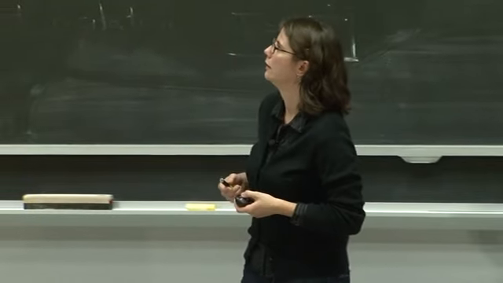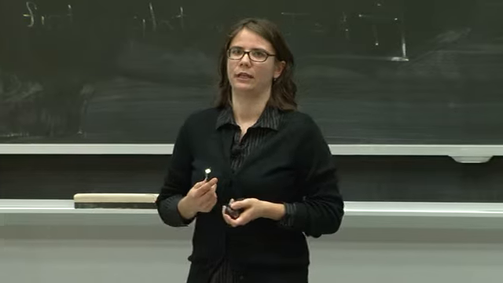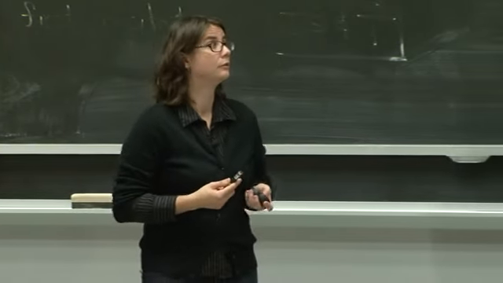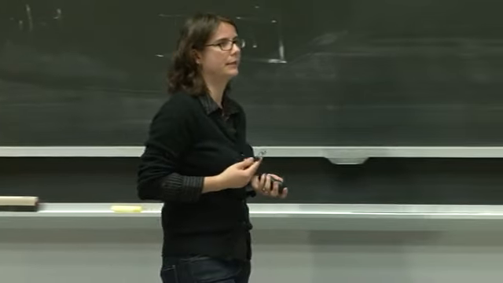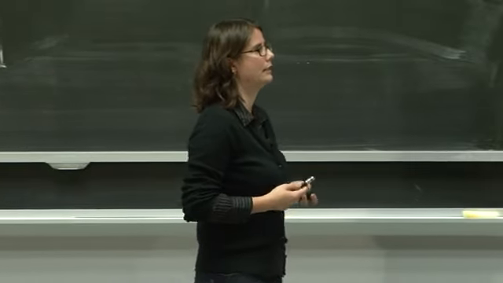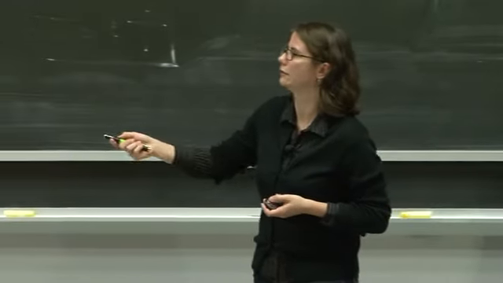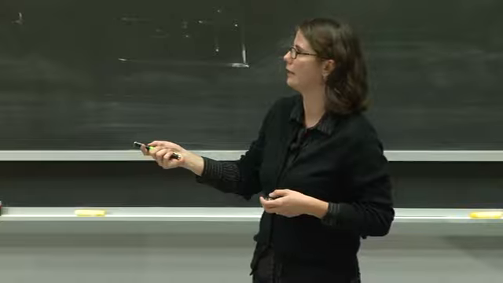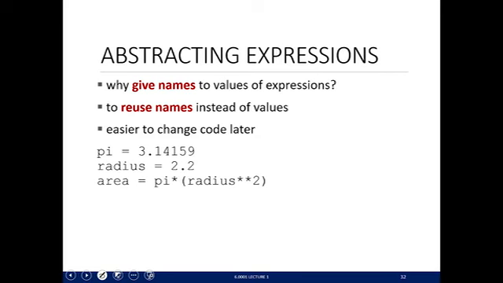Okay? So why do we want to give names to expressions? Well, you want to reuse the names, right, instead of the values. And it makes your code look a lot nicer. So this is a piece of code that calculates the area of a circle. And notice I've assigned a variable pi to 3.159. I've assigned another variable called radius to be 2.2.